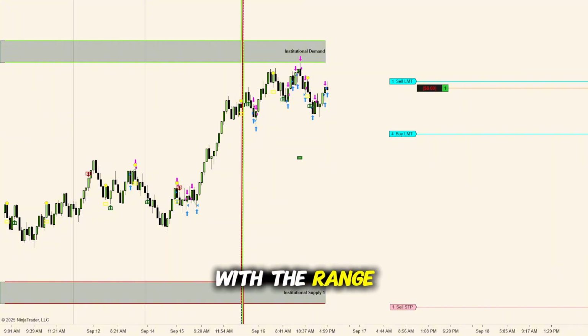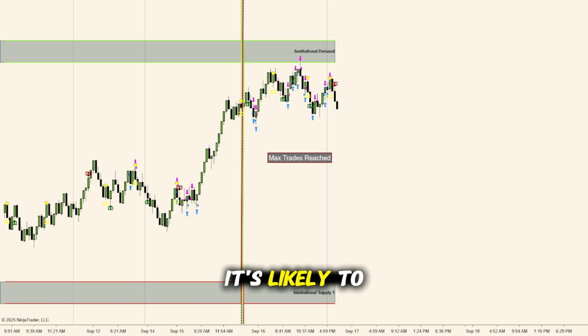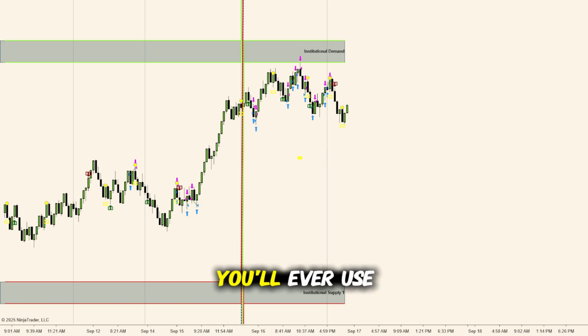When combined with the range detector or the daily quant fib levels, the confluence becomes even stronger. The fib zones tell you where price is stretching. The institutional levels tell you where it's likely to respond. Together, they create one of the most precise frameworks for intraday trading you'll ever use.